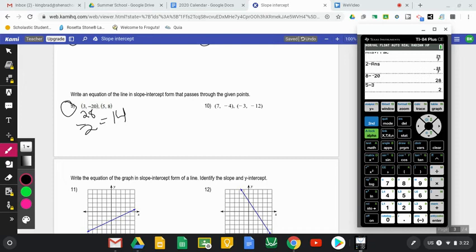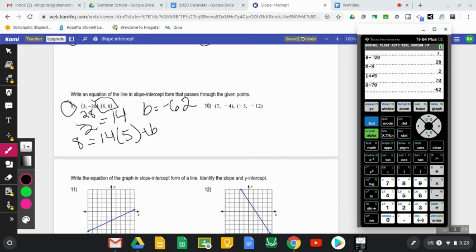Now, go ahead, substitute. Let's substitute these in. So we're going to have y equals slope times x plus b. Solve for b. So I'm doing that quickly over the side here. So you should have told me that b is negative 62. Now go ahead, write the equation of this. Should have told me this equation. Boom. Okay.